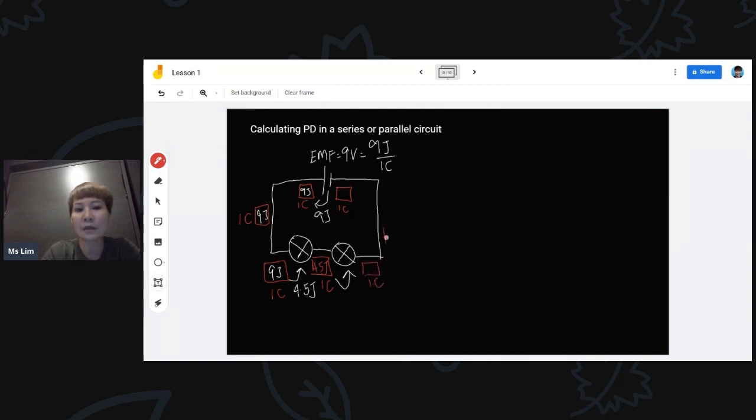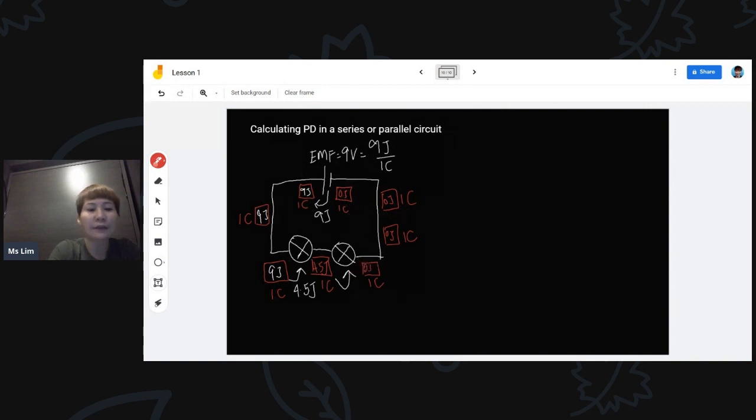It will simply continue to move due to the EMF. Just like the water pump, the water will keep flowing; just like how the EMF provides the energy, the charges will just keep flowing. But this time around, they will be going back without any energy, so they no longer carry energy.